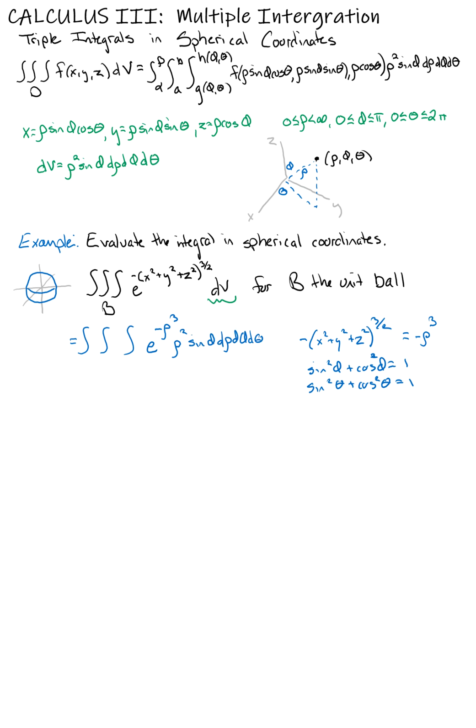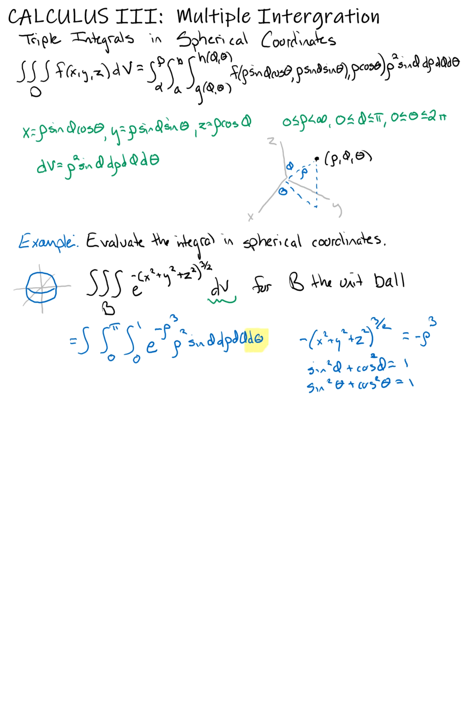All right, starting with the inner one, the inside one, let's take a look at rho first. Remember, rho is the radius, and we're looking at the unit ball. The radius goes from 0 to 1. Moving outward, let's take a look now at phi. Phi, remember, this is just a ball, typical sphere. Phi goes from 0 to pi.